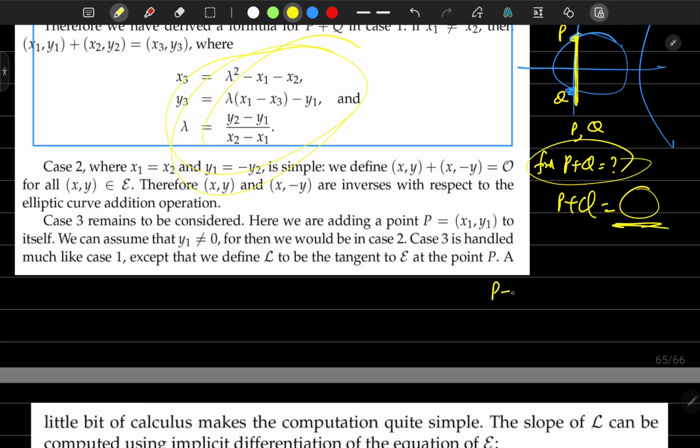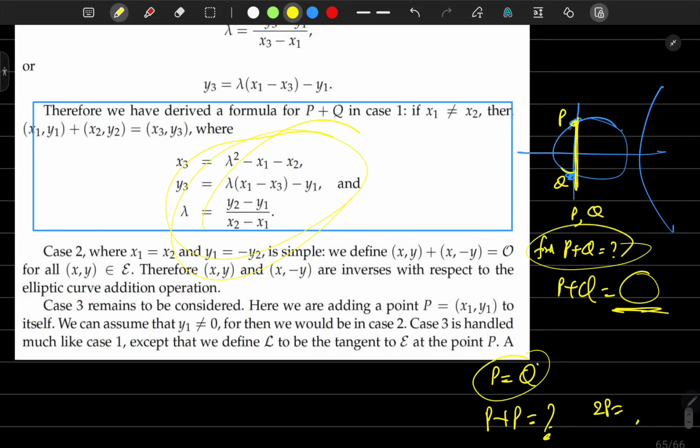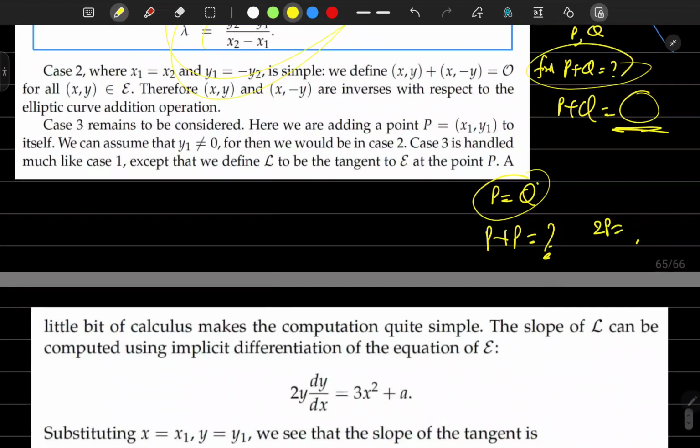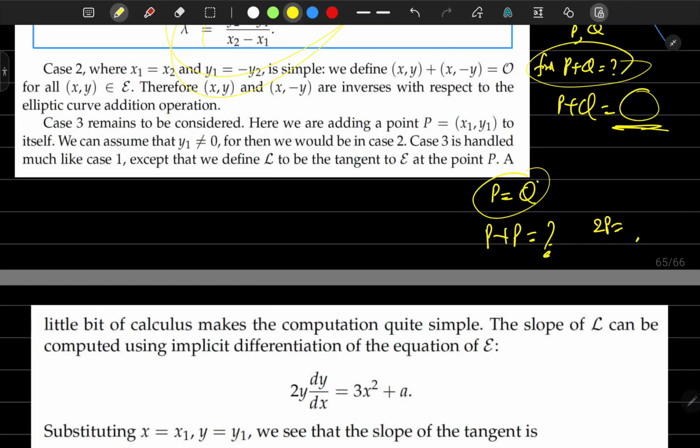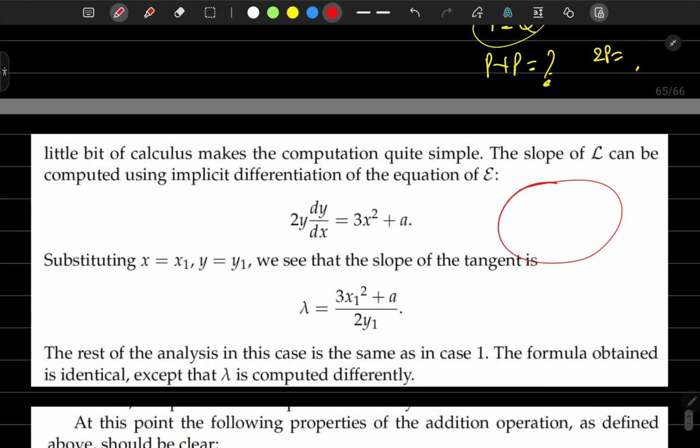Now the interesting case is the third case, where p equals q. We have to find p plus q, which is p plus p, written as 2p. Because p equals q, these two points collide and collapse, and so we will get the tangent. Let L be the equation of the tangent. We know the calculus formula: if you draw a tangent at a point on the curve, to find the slope of the tangent, the formula is dy by dx with the point substituted. That's what we are doing.